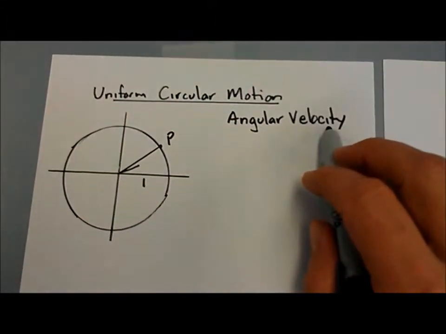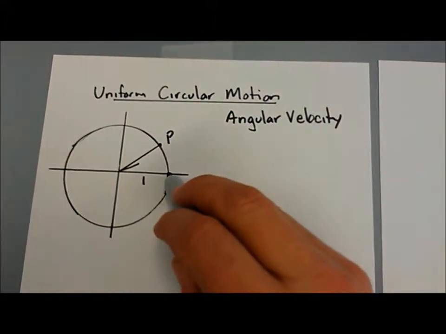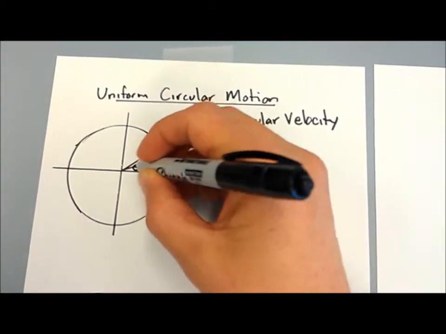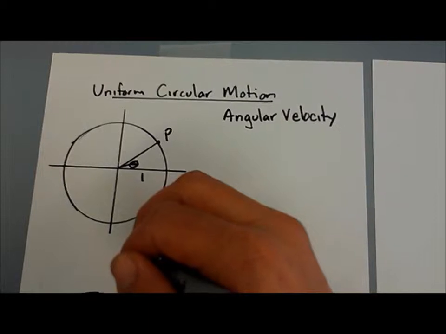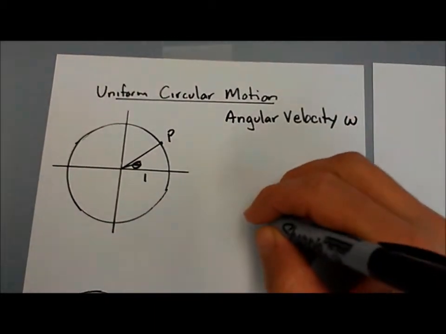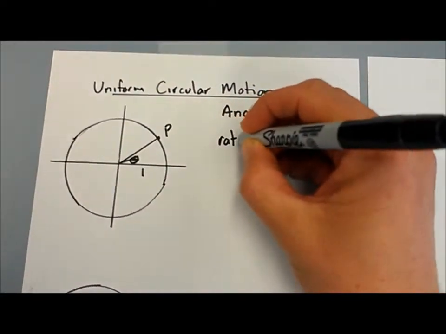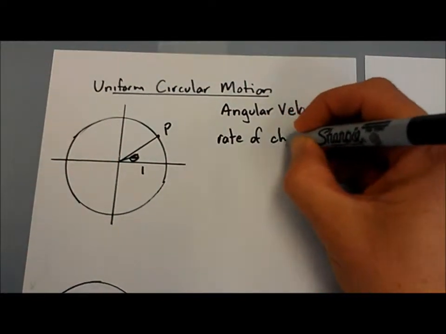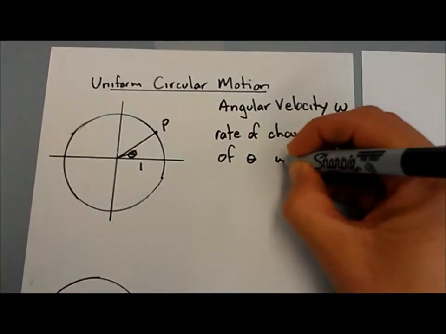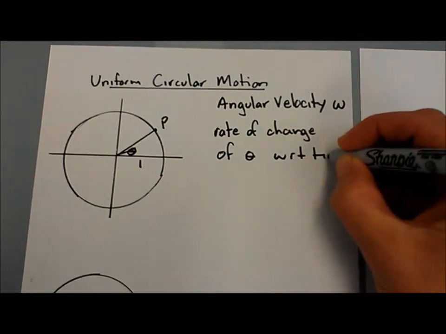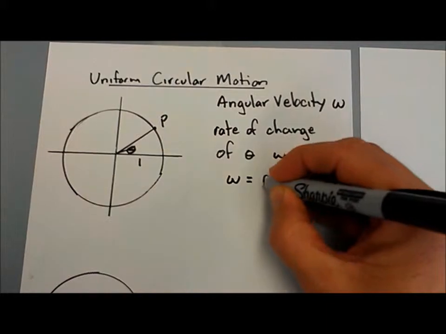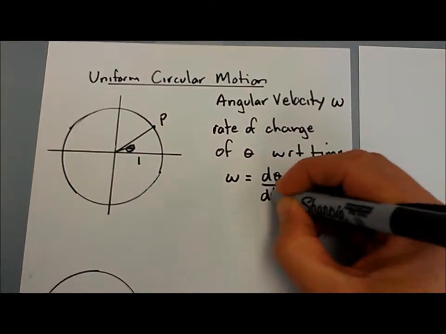So angular velocity. As the particle moves around the circle, if it started, say, at this point and starts to move out, it is subtending an angle at the centre there, let's say theta. And so angular velocity, which we use the Greek letter omega to represent, is the rate of change of that angle at the centre. So it's the rate of change of theta with respect to time. And so that means that omega, in other words, is d theta dt.